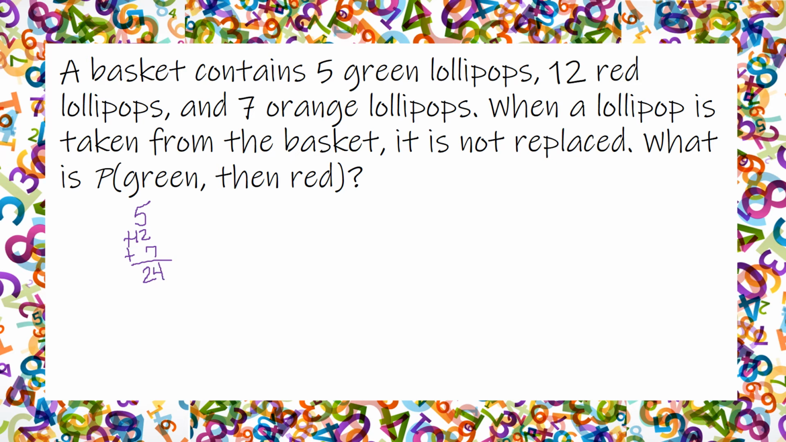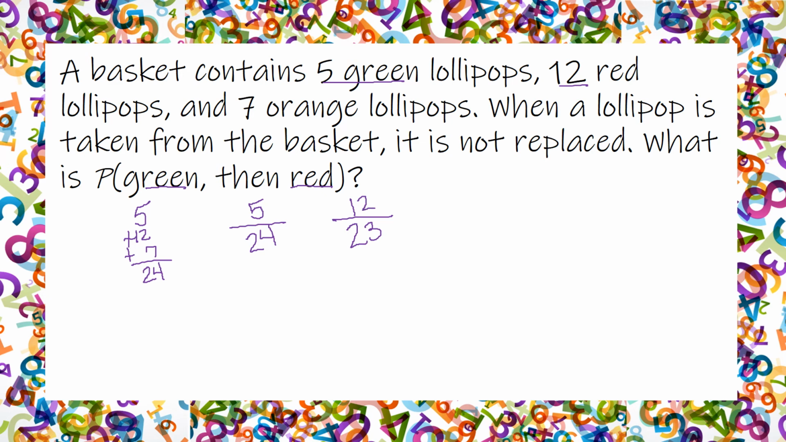So the first time I have 24 total lollipops, and I want to know about green. So I have 5 green lollipops. So 5 out of 24 of those is my probability of getting green the first time. Then I've got to find the probability of getting red the second. So the second time, there's not 24 lollipops anymore because I took one out. So now there's 23 lollipops, but there are still 12 red because we're assuming I got green the first time. So 12 out of 23.